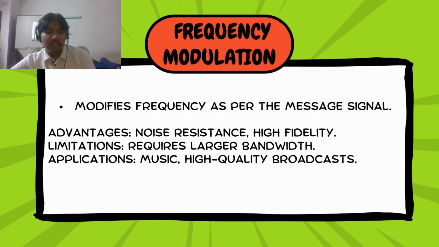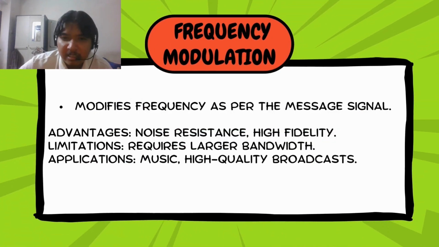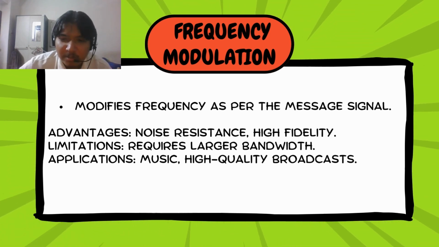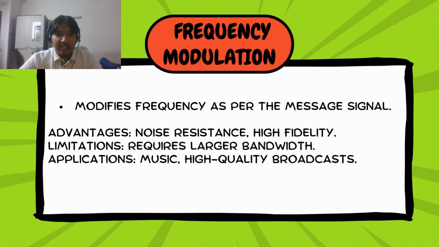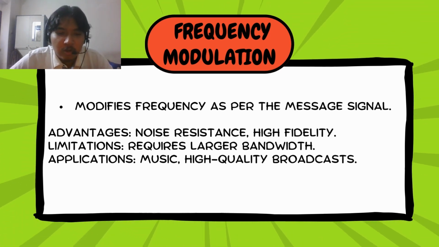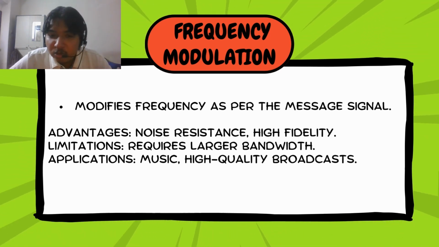Now let's look at the frequency modulation. Frequency modulation will vary the carrier signal frequency as per the message signal, while the amplitude remains constant in this process. FM is more protected from noise interference than AM, but it requires a lot more bandwidth compared to AM. FM is mostly used in music and high quality broadcast.